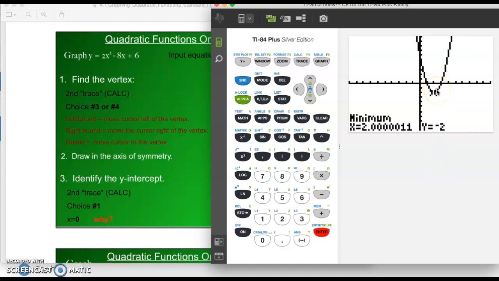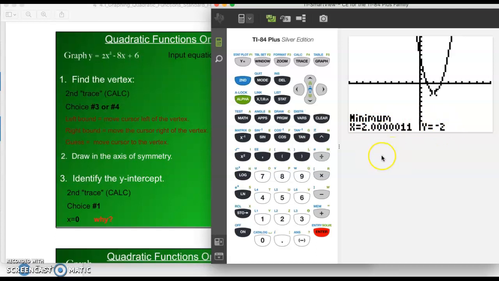Now the calculator is trying to be smarter than it really needs to be here. And notice what it says on the calculator, 2.000111. Some of you might also be getting right now 1.9999999. All right. Let's be smarter than the calculator, and let's say that that means it's 2, -2. All right, so the vertex is at 2, -2.